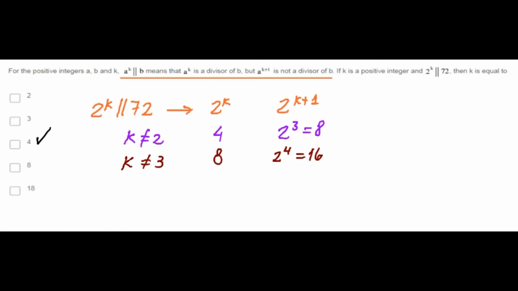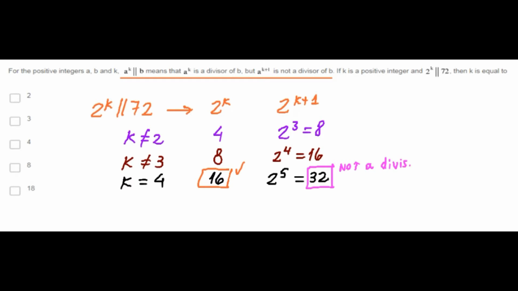Now let's try with choice C, k is 4. If k is 4, then 2 to the k is 16, and 2 to the k plus 1 is 2 to the 5th power, 32. So here, 16 is a divisor of 72, and 32 is not a divisor of 72. Since for this value this and this is true, k must be choice C, 4.